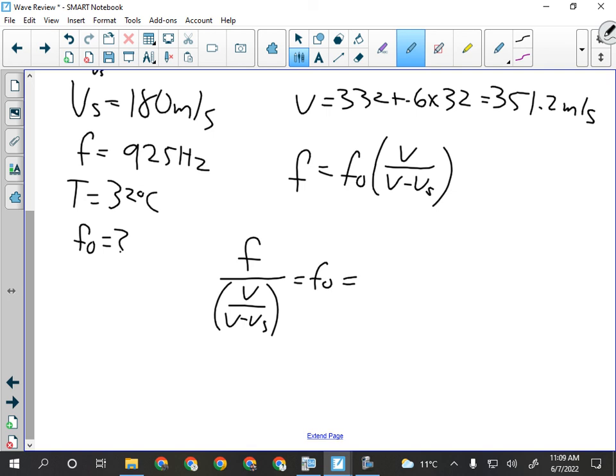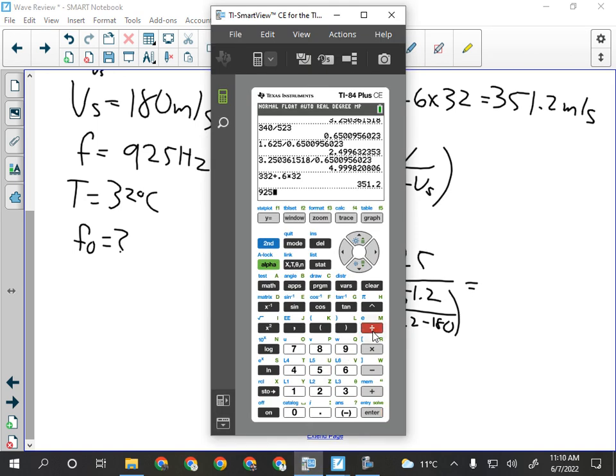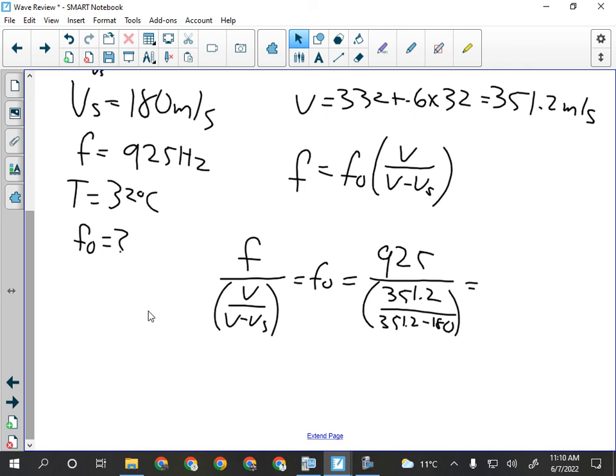equals f0, plugging in my numbers, 925 over 351.2, over 351.2 minus 180. Okay, that will give me my original frequency, so 925 divided by, in brackets, 351.2 divided by, in brackets, 351.2 minus 180. Okay, so the actual frequency of the engines is 451. Actually, we only have two significant digits, so 4.5 times 10 to the 2 hertz.